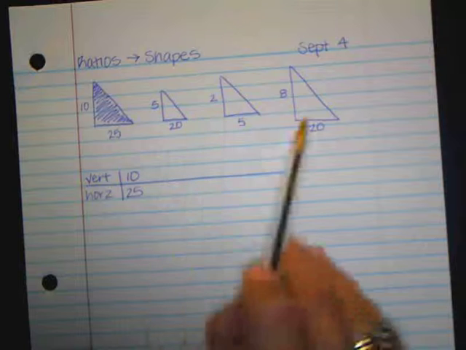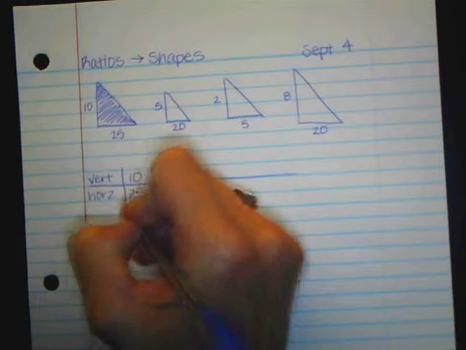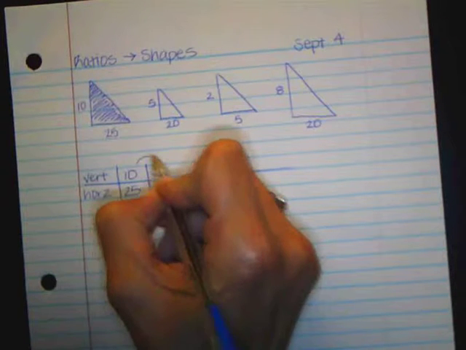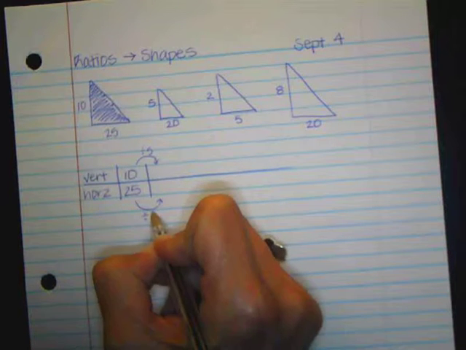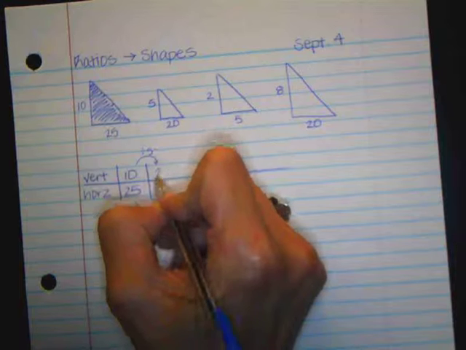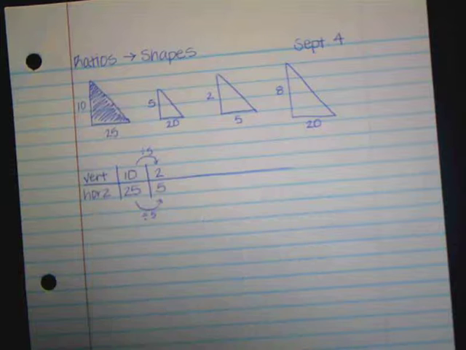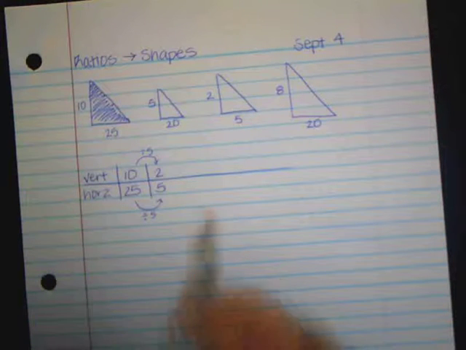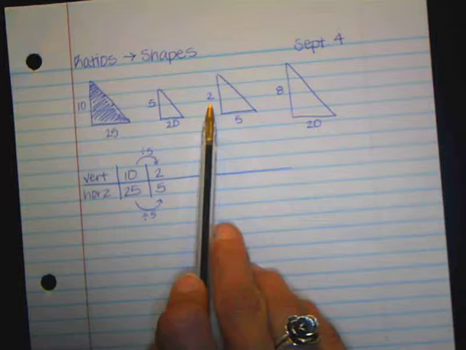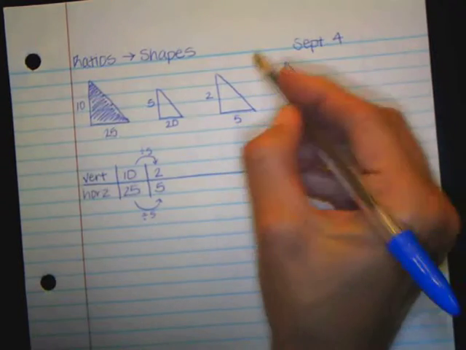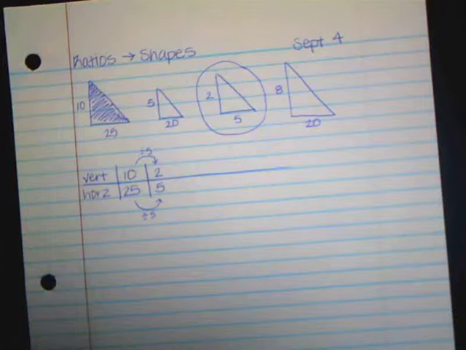Before I start looking at the numbers, I'm just going to play around on my ratio table. I noticed that with my 10 and my 25, if I divide both numbers by 5, I have another equivalent ratio. 10 divided by 5 is 2. 25 divided by 5 is 5. You may notice when you glance back up, there is a triangle of a vertical side of 2 and a horizontal side length of 5. So this means that this triangle is similar to my shaded triangle.